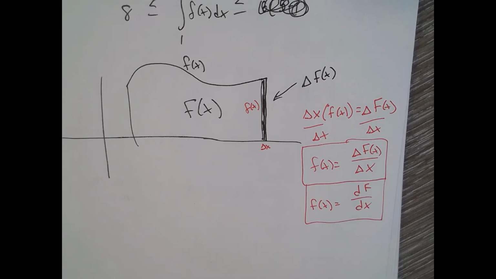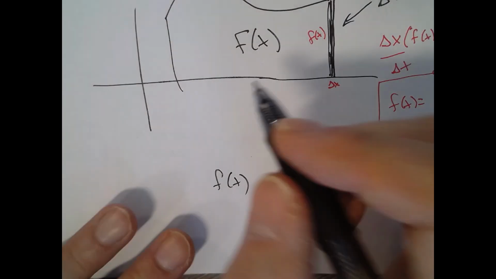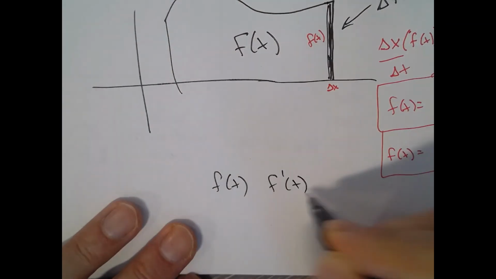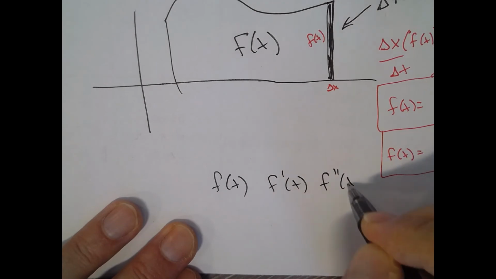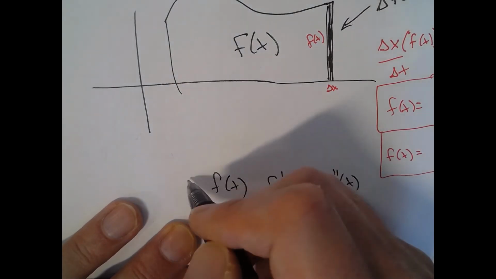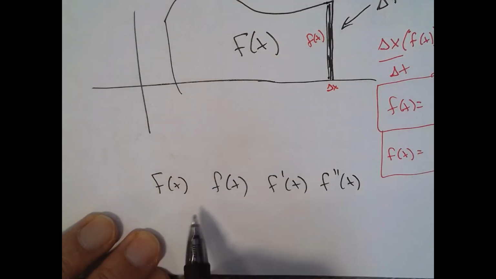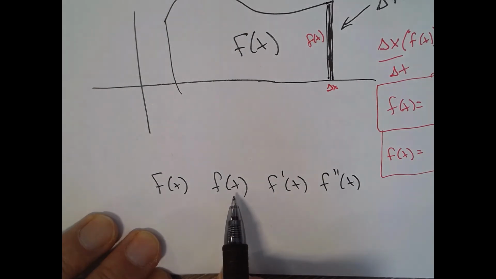So as far as our whole sequence goes, if I have f of x and I want to find its derivative, that's f prime of x, then f double prime of x, and so on. If we want to go backwards from f of x, you will get capital F of x. That's the antiderivative of f of x.